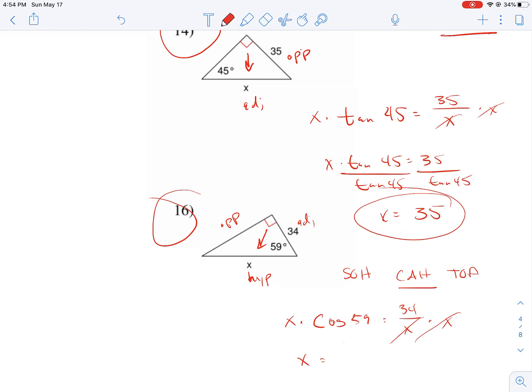Alright. So x is equal to 34 divided by the cosine of 59. And so 34 divided by the cosine of 59, you get 66, and you want to round it to the nearest tenth. So 66.01, which is just 66.